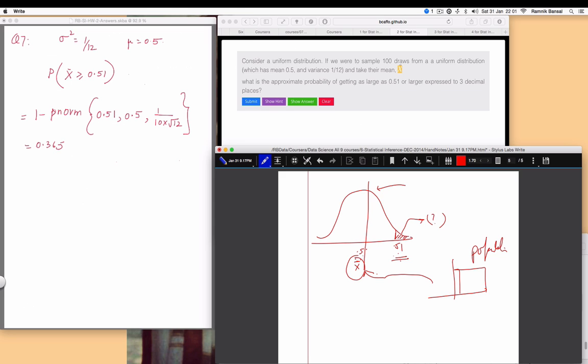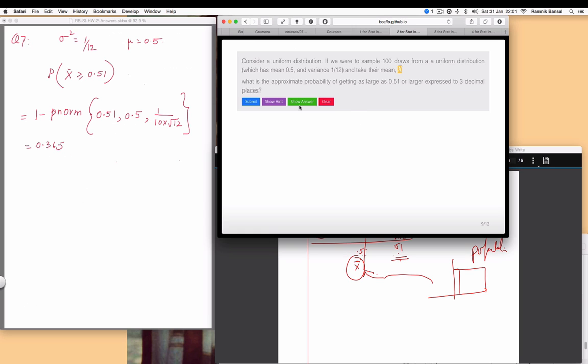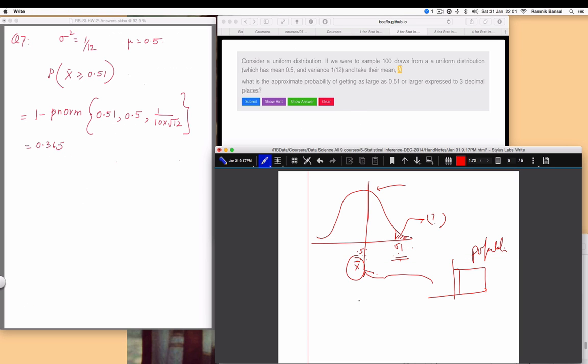The expected value of the mean will still be the same. If this was 0.5, this will also be 0.5. But the standard deviation will be given by the standard deviation of the population distribution divided by the square root of n, the number of draws. Here we are given the variance, sigma squared, which means sigma is the square root of 1/12, and then I divide this by the square root of 100, that is 10.